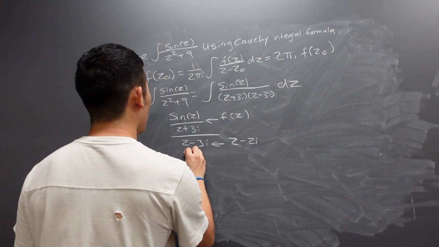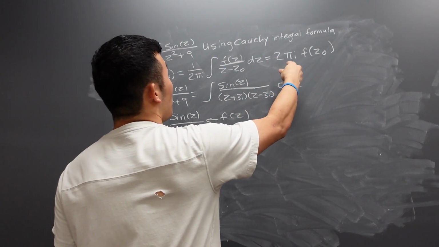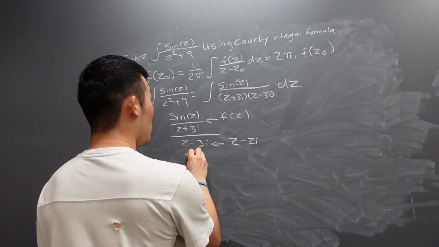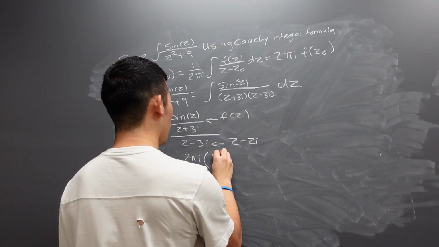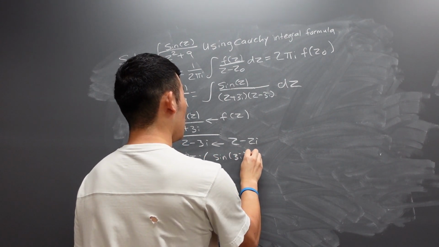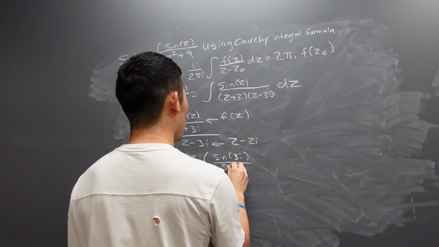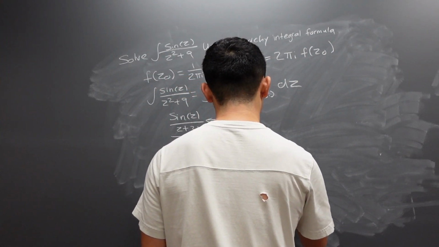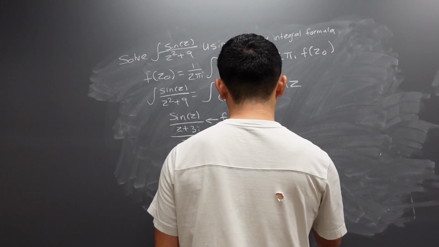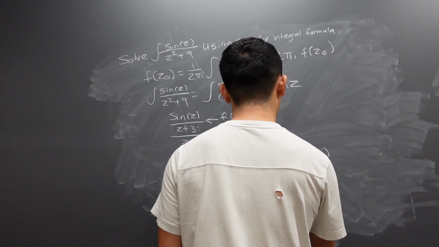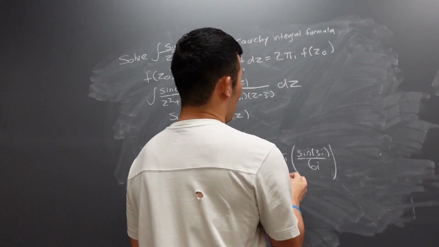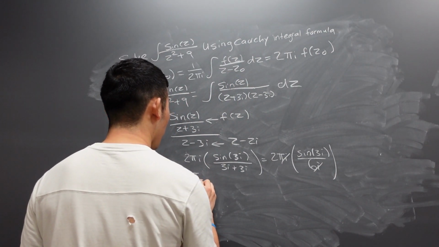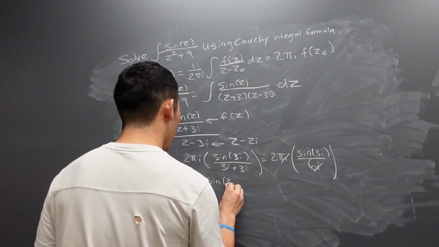From the formula here, we know that 2 pi i times f of z0, and we could just replace the z0 with 3i. So 2 pi i times sine of 3i over 3i plus 3i. Simplifying from here, we can see that the i's will cancel. And this would be written as pi over 3 sine of 3i.